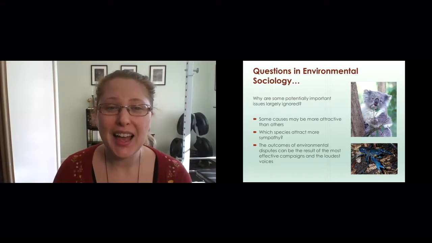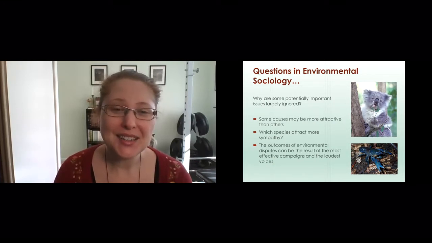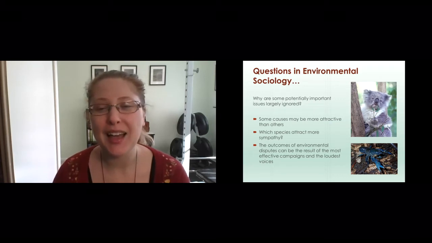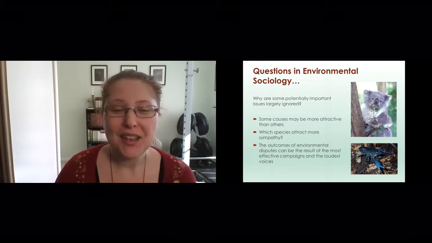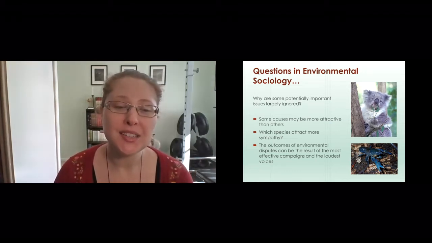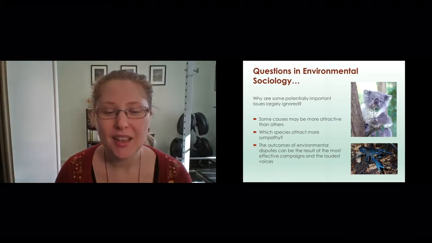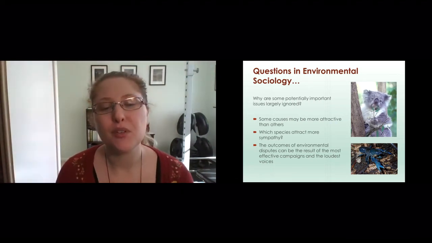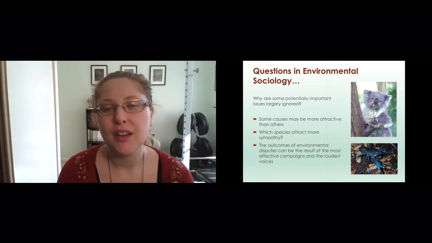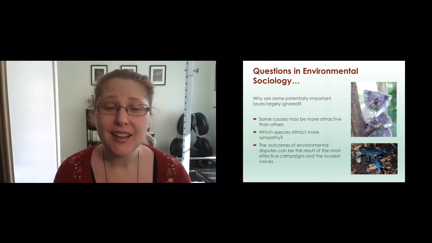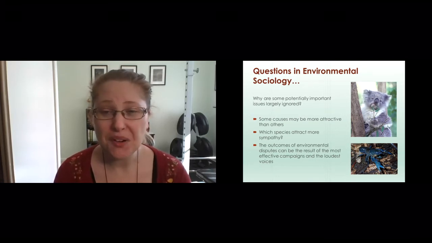Environmental sociologists are also interested in why some issues are viewed as important and some issues are ignored. And so they look at why some causes are more attractive than others, why some species attract much more sympathy than others, and why the outcomes of environmental disputes can seemingly be the result of more effective campaigns and loudest voices. Essentially, they look at how some environmental issues and problems get more attention.